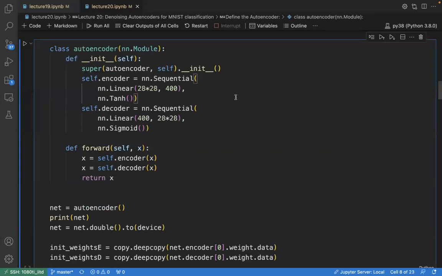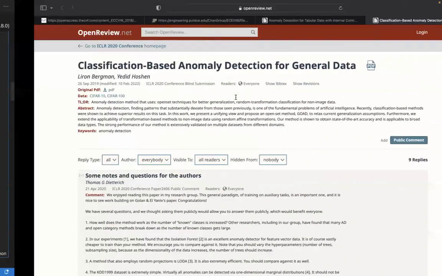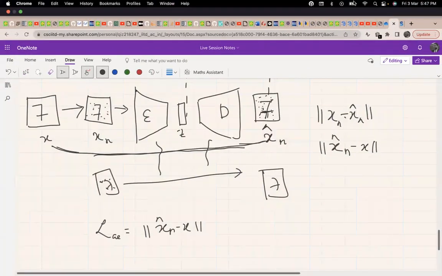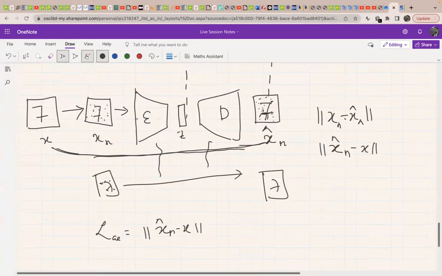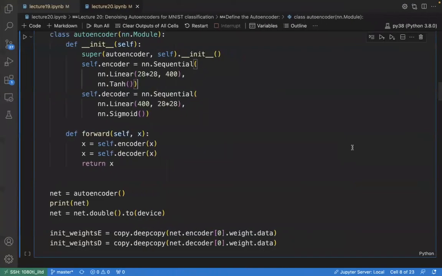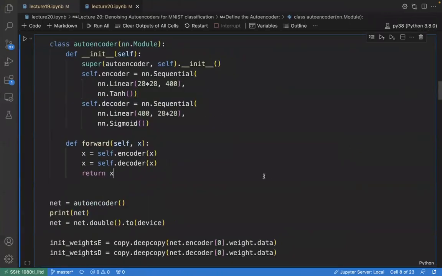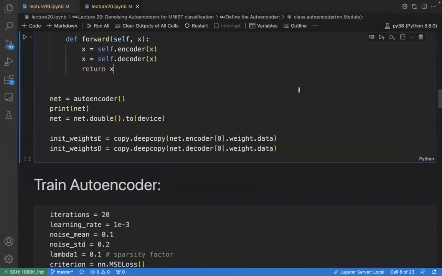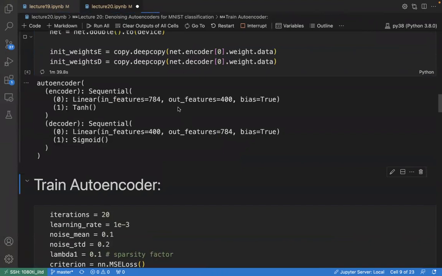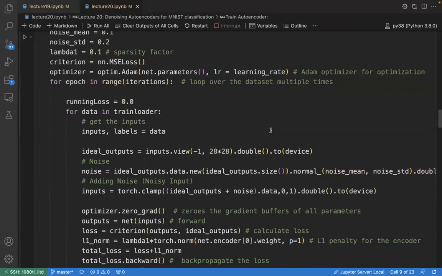In defining the autoencoder, there will not be any difference, because as you can remember, in the autoencoder architecture itself there is nothing different. The only difference lies in the loss part. So the autoencoder will be as it is. I'll just define and print it. You can just do 784, 400, 400, 784.